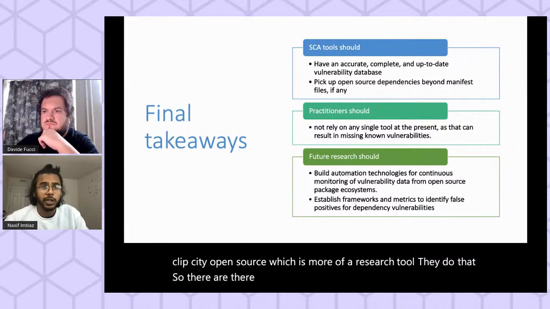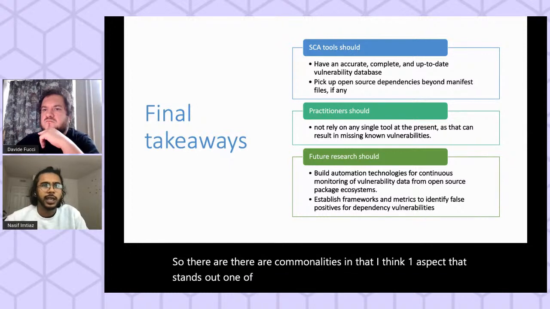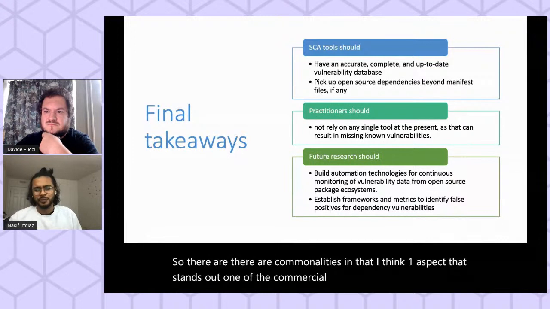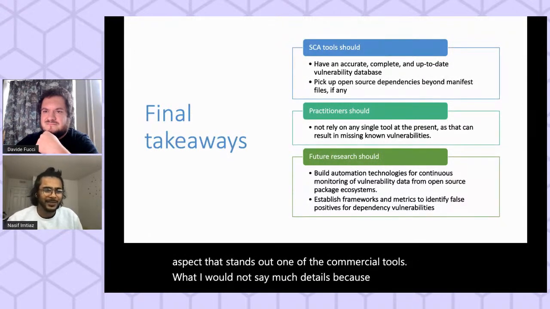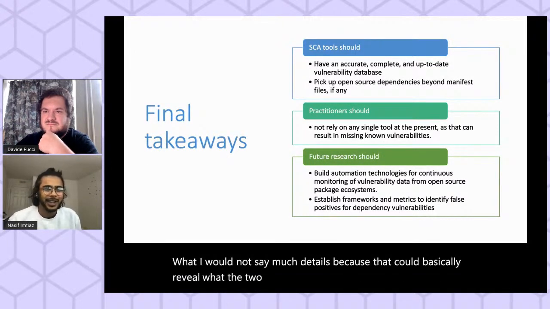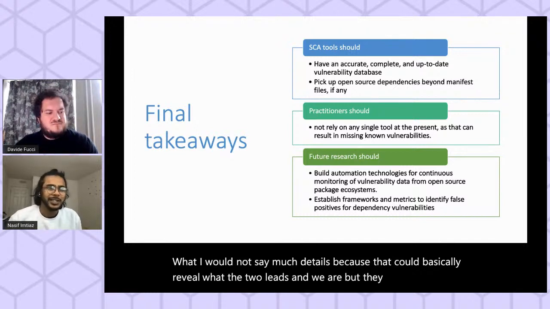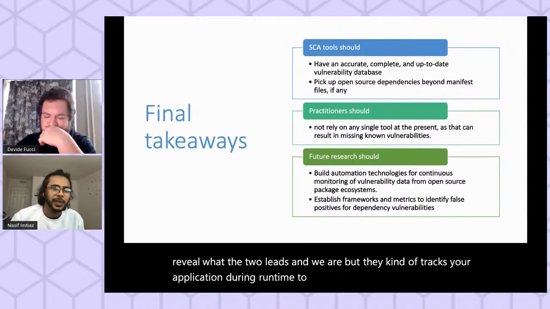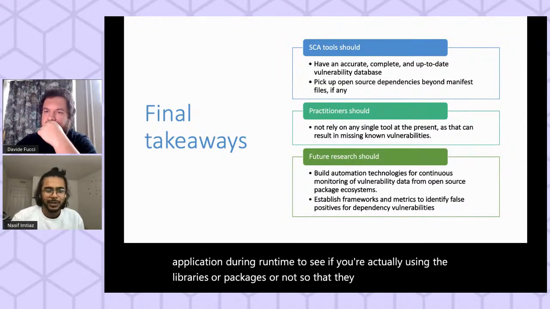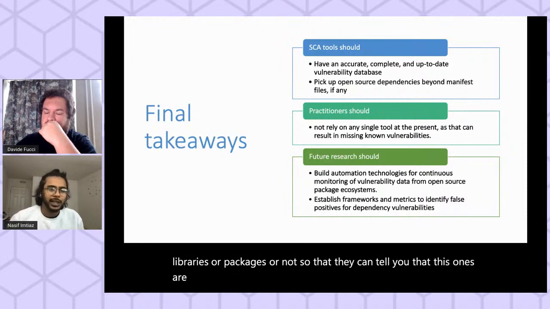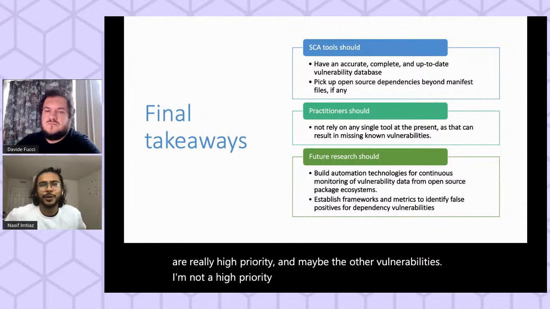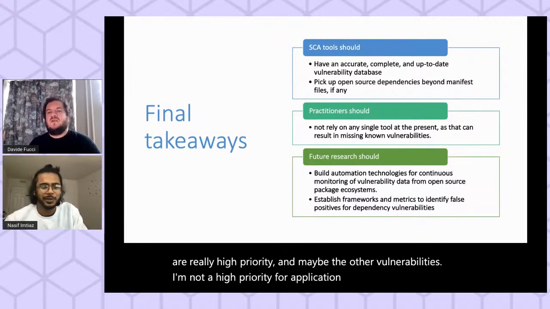I think one aspect that stands out, in one of the commercial tools, and I would not say much detail because that could reveal what the tool is, is that it tracks your application during runtime to see whether you're actually using the libraries or packages or not, so that they can tell you which vulnerabilities are really high priority, and which others are not a high priority for the application. But I would not go into more detail, because that would reveal the names.